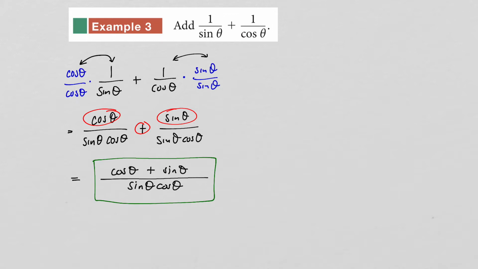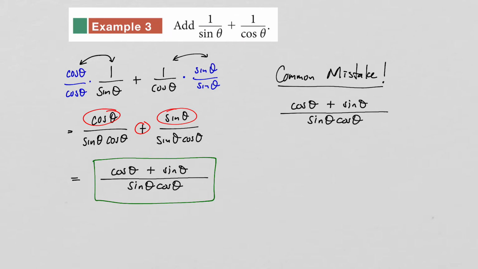Now, I want to warn you of something that I see quite often. A very common mistake that I will see when students get an answer like this is they will try to simplify this answer, and usually it will go something like this. They will say, well, we can cancel a cosine here, and we can cancel a sine here. And then they end up getting an answer like 1 plus 1 is 2, right? And that's just not true, okay?